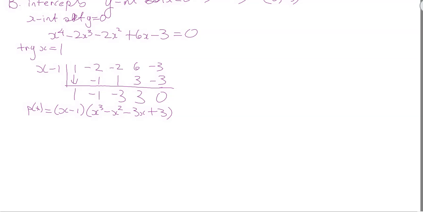No, it's x to the fourth, not 4x. It's the coefficients. Well, we could try 1 again. What do we got? 1 minus 3 plus... It's actually going to work. Okay. Let's try x equals 1.